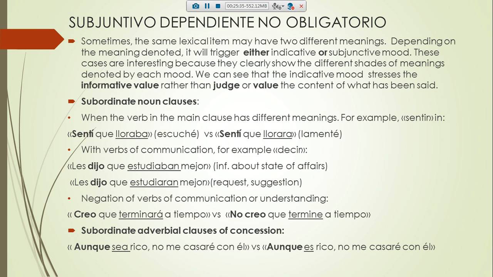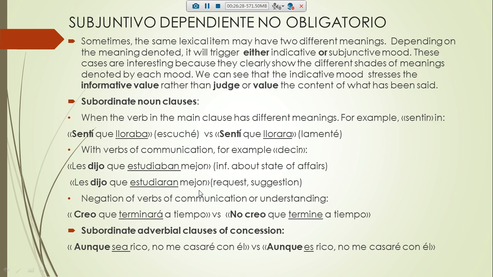With verbs of communication, for example, decir. So verbal processes, decir, anunciar, sugerir. Les dijo que estudiaban mejor. So this is reported speech. Estudiamos mejor, les dijo que estudiaban mejor. It's information about the state of affairs. Pero les dijo que estudiaran mejor. This could be a teacher talking to his or her students. He or she requested or suggested that they should study better or more. Les dijo que estudiaran. So the meaning, different meanings will trigger different moods. What you have to think about is the possible translations.